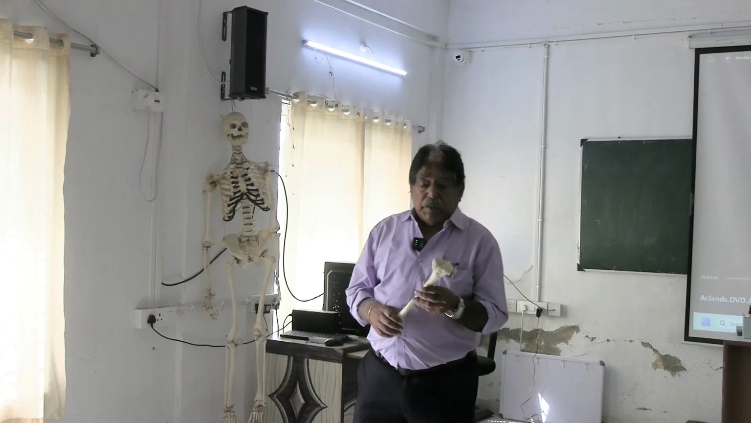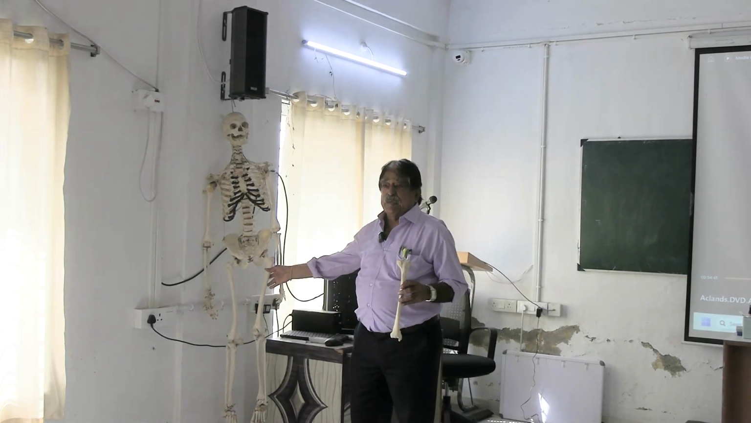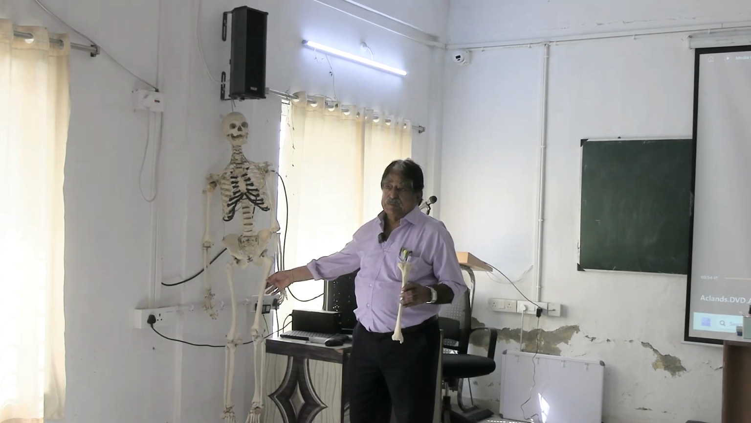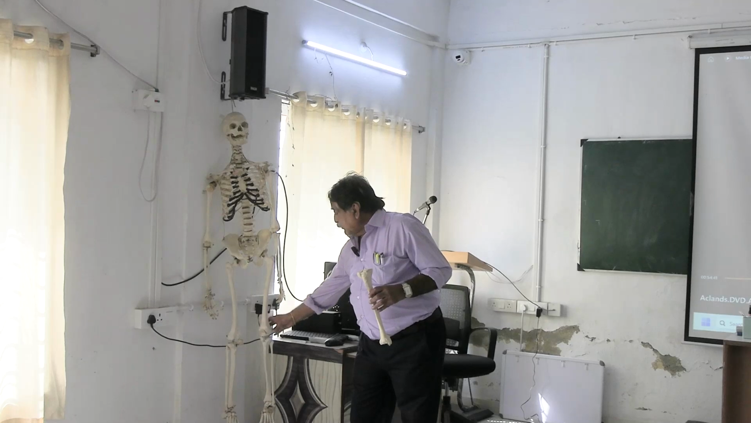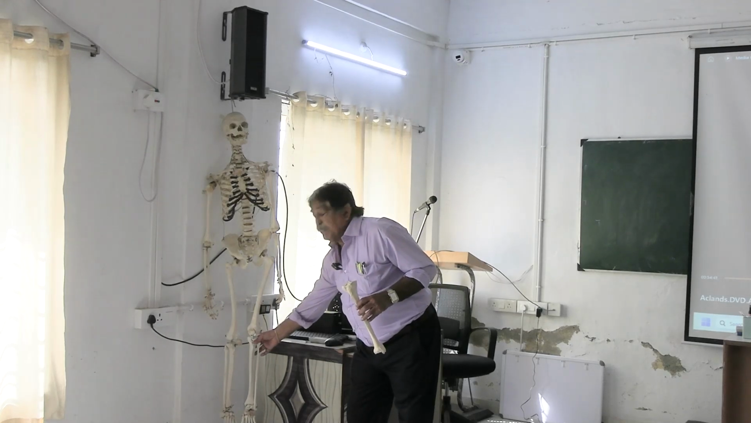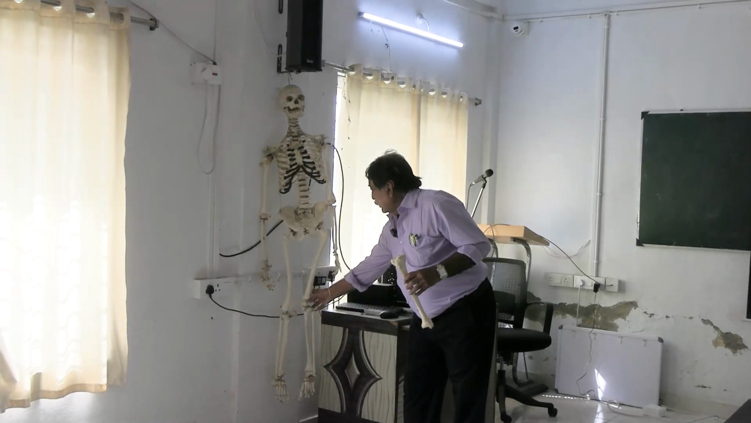Today we will be discussing the lower limb bones. Already we are teaching you. Now this is the hip bone, this is the femur, and the femur articulates with the tibia, and this is the fibula. Now this is the patella.